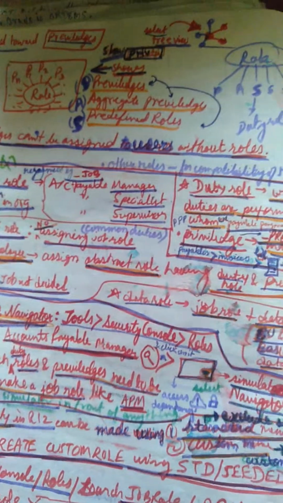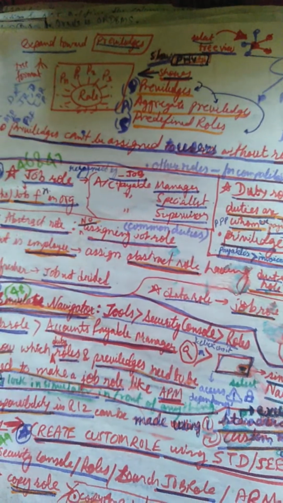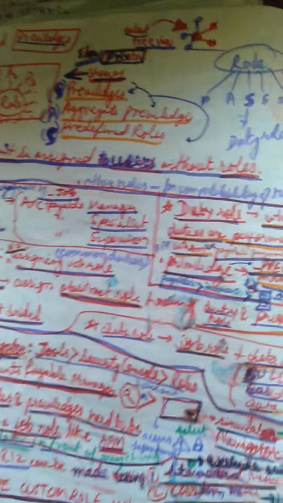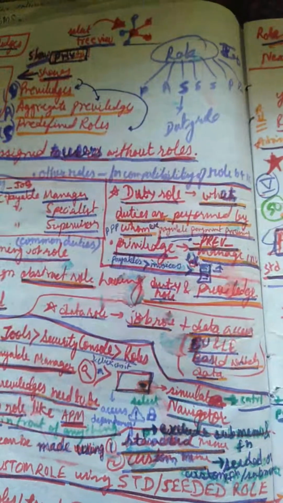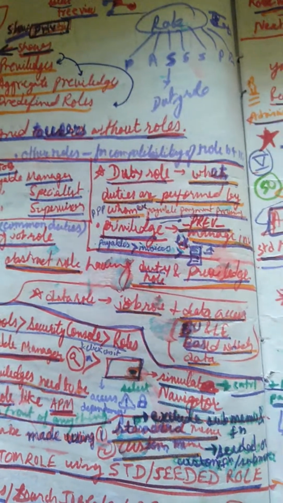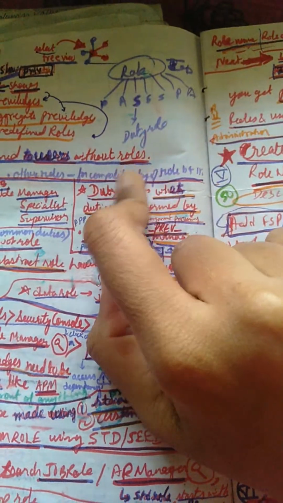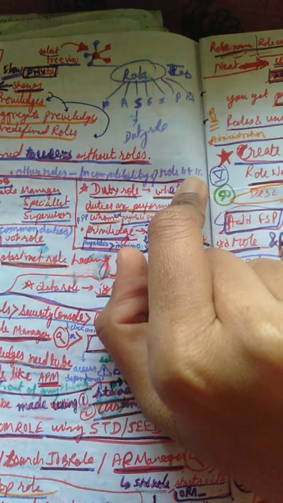I forgot two things. Apart from job role, duty role, and abstract role, there was another one. What is the other role? It's basically given in cloud for maintaining compatibility with the roles which were present before the 11i version.